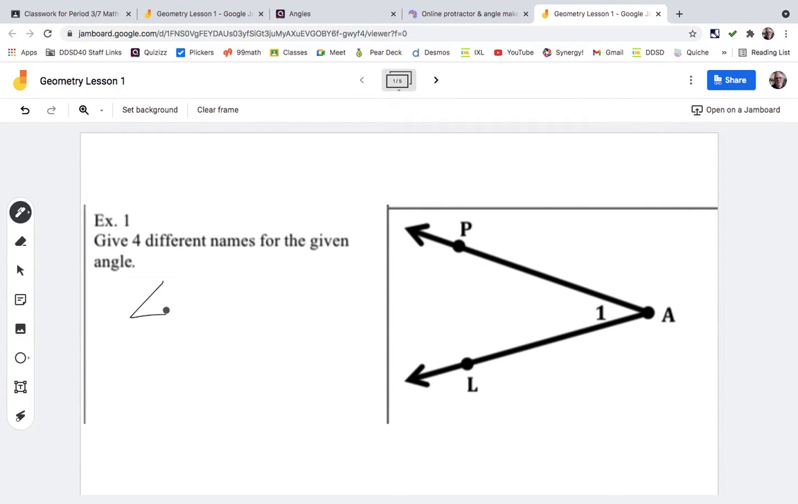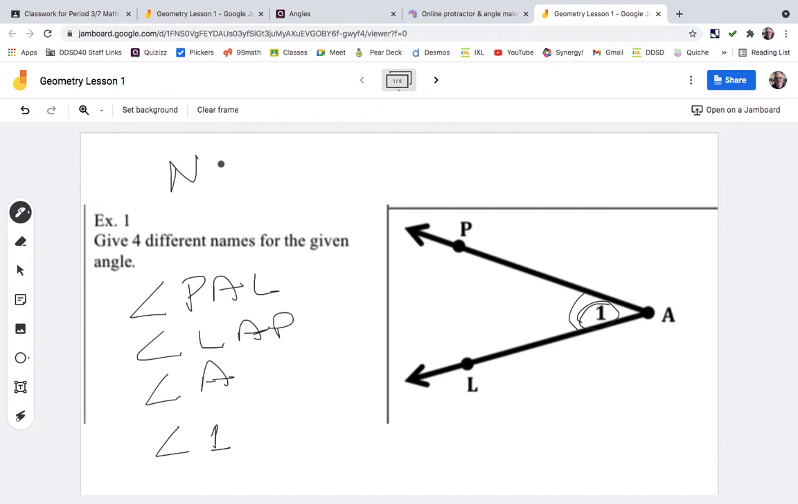This could be angle PAL, angle LAP, angle A, because it doesn't really mix up with any other angles that might be angle A, so it's clear that it means this angle right here, not some other angle over here. And also angle 1. If there's a symbol inside the area right in here, we can name it.